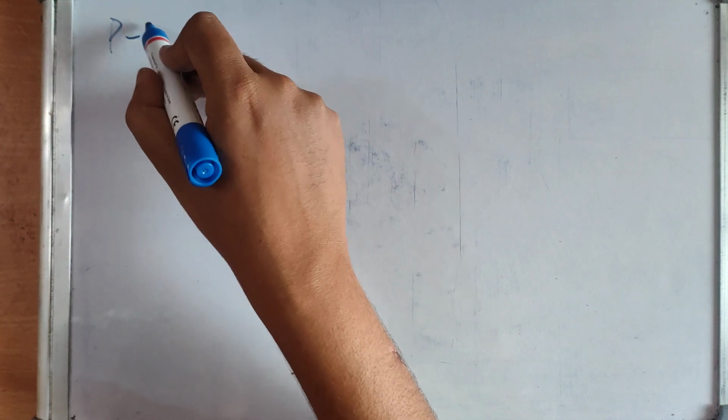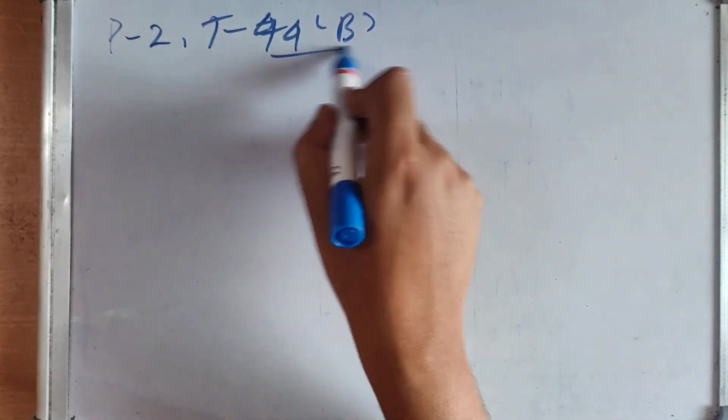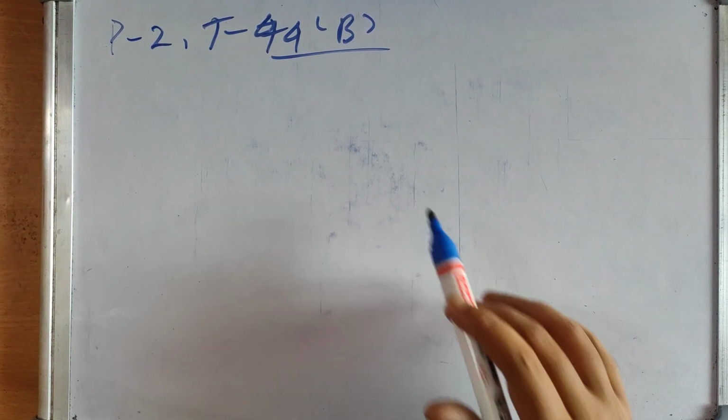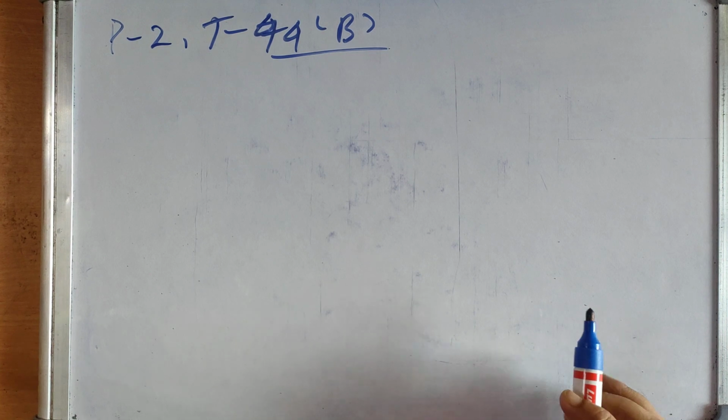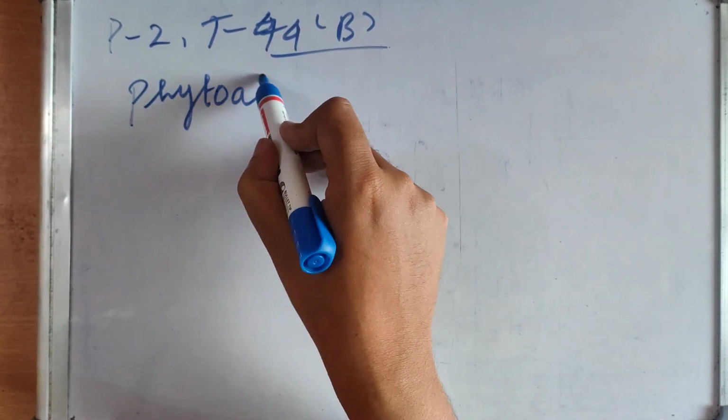So today we are going to discuss paper 2's topic 74B, that is the remaining parts of pesticides, their formulation, mode of action, etc. So the first topic we are going to discuss today is phytoalexins.